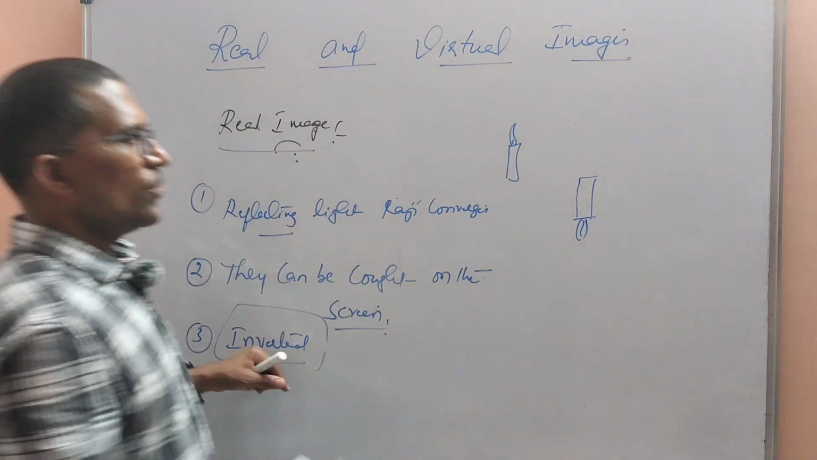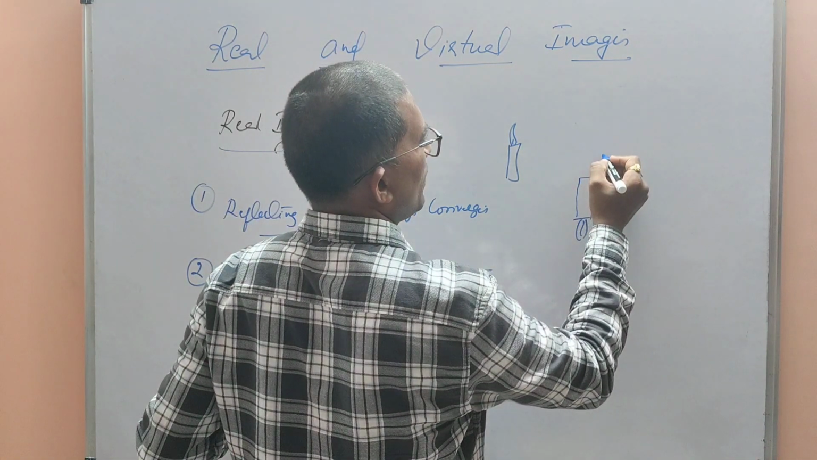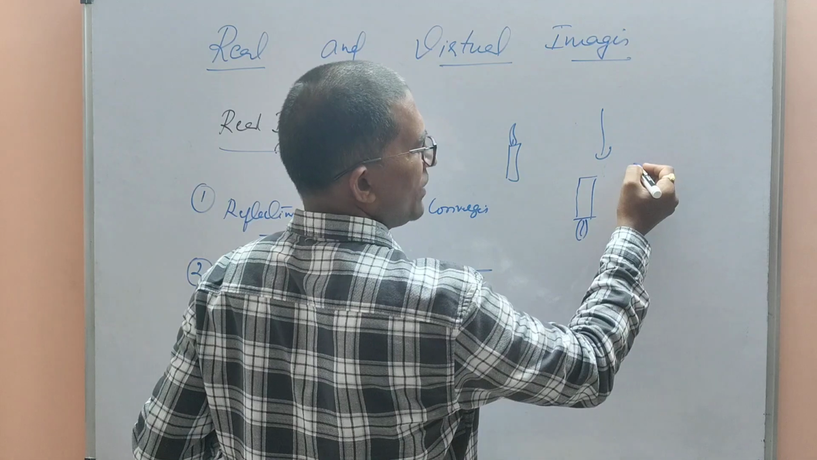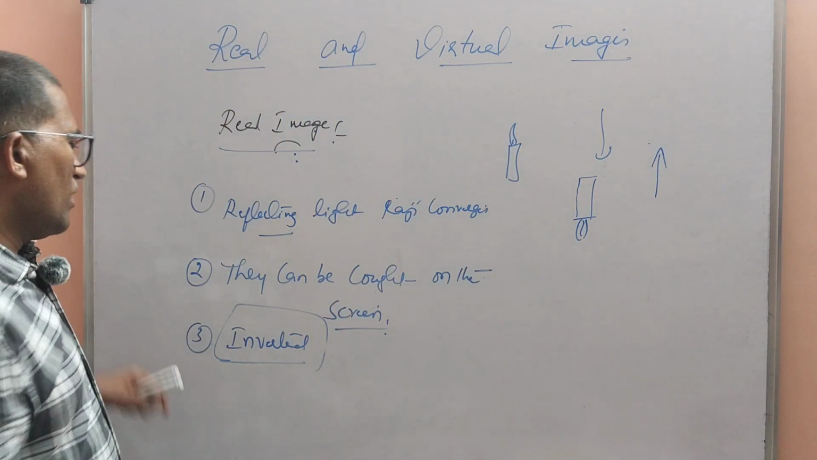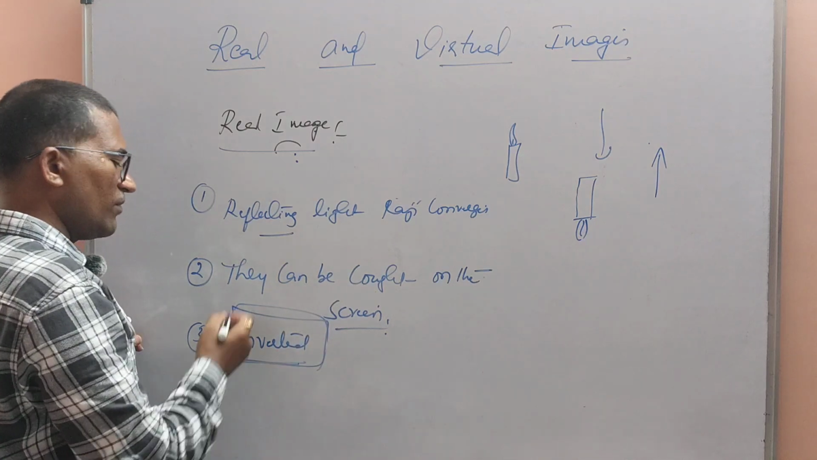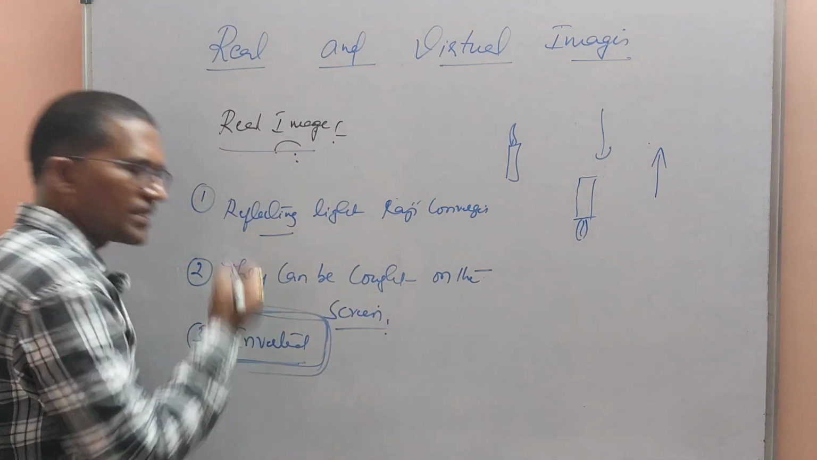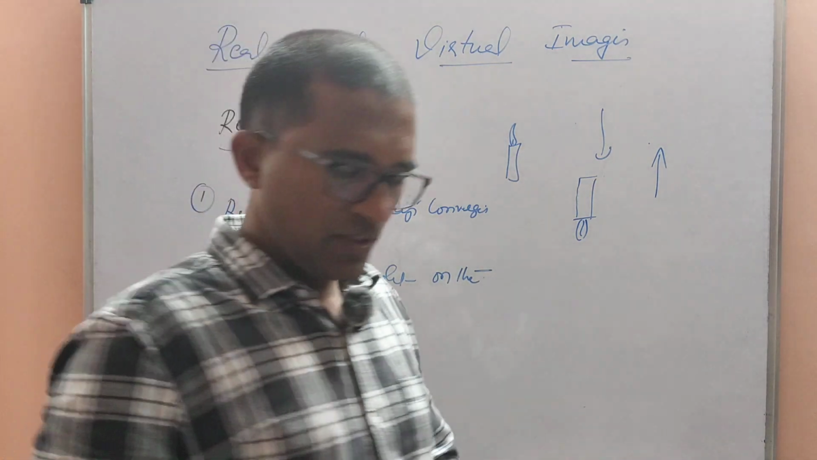Understood? Okay. Now if I keep some object in a reverse direction like this, you may find the image in the erect direction like this. Understood? Now, they will always form what? Inverted images only. Real images are always inverted. They are never erect. Understood?